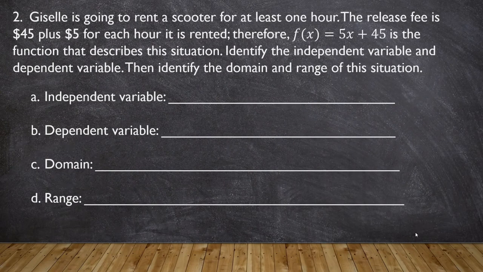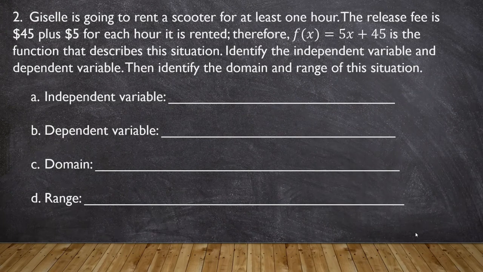Number 2. Giselle is going to rent a scooter for at least 1 hour. The release fee is $45 plus $5 for each hour it is rented. Therefore, f of x equals 5x plus 45 is the function that describes this situation. Identify the independent variable and the dependent variable. Then identify the domain and range.